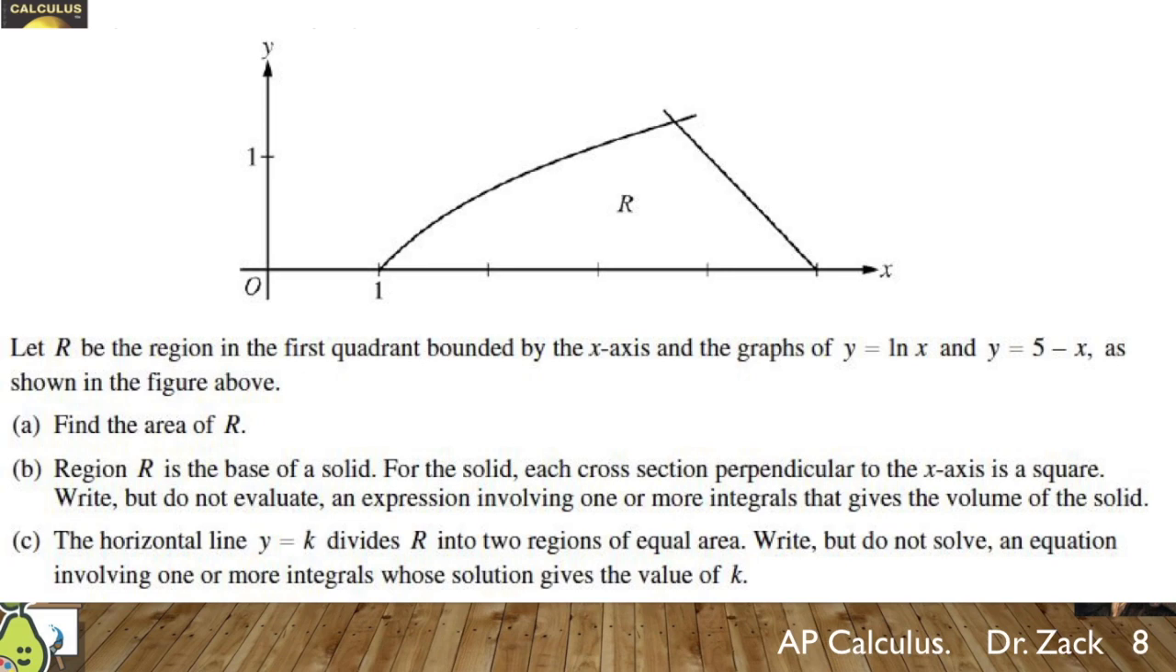I've chosen 3 more questions for you to consider. Look at the different pieces. Part A, you will find area. Part B, you're doing a cross-section perpendicular to the x-axis. And then question C is one where you're dividing a region into 2 equal areas.